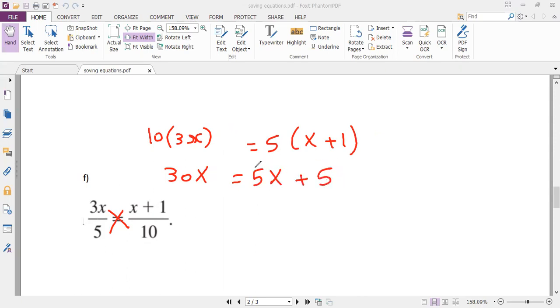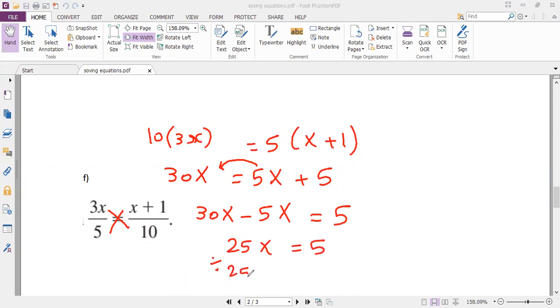What is the next step? Just move 5x to this side and change its sign. So 30x minus 5x equals 5. 30x minus 5x, it's 25x equals 5. So to find the variable x, just divide by 25 both sides. So we have x equals 5 over 25. When simplifying it, dividing by 5 up and down, we end up with 1 over 5.